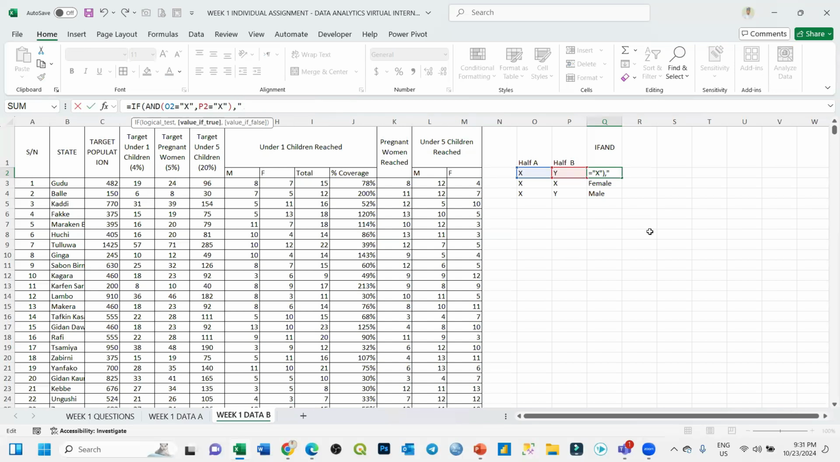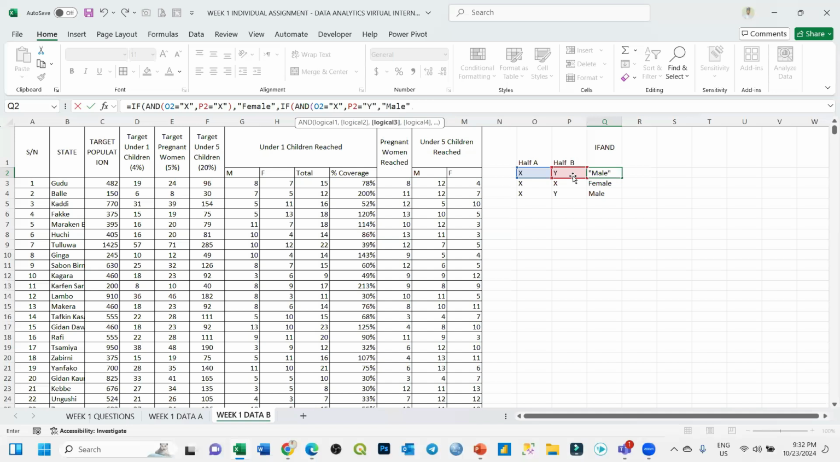So now I'm going to say female, because XX is female. So I'm going to say female if everything is XX. So I'm going to create another IF formula and I'll say AND. Now I'm creating another scenario for our male gender. So I'm going to say now if O2 is equal to X, comma, and the same O2, and wait, P2, not O2, and P2 is equal to Y, comma.